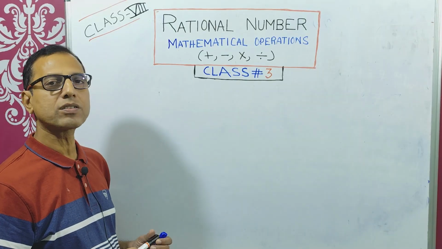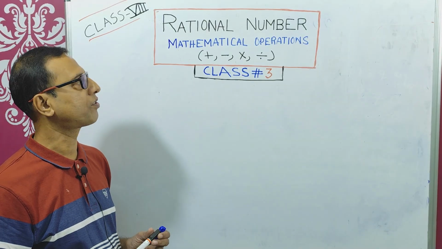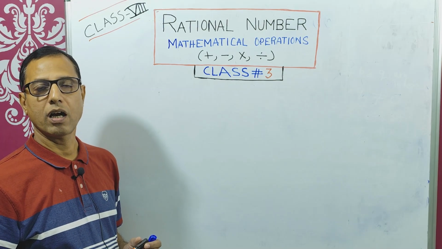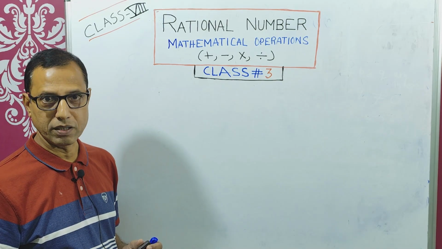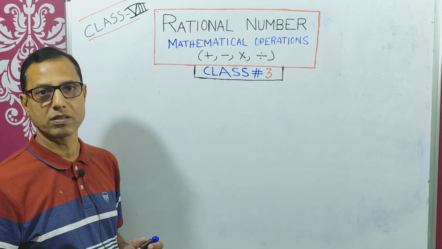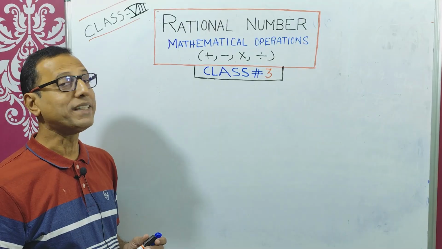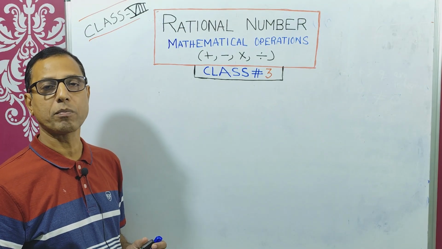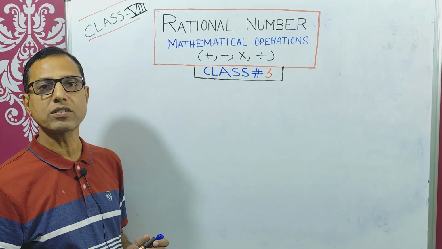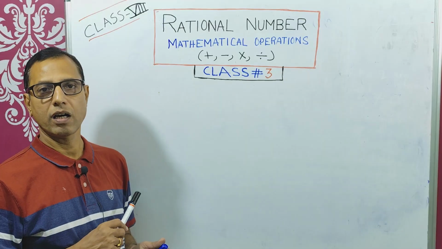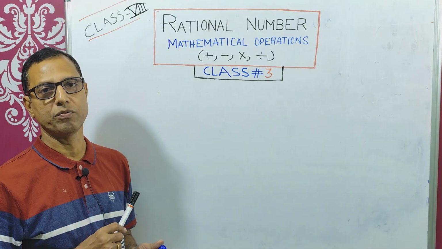And the first class I have taken on rational numbers was what is a rational number and a few of its properties. And the second class was comparison between rational numbers, how to do the comparison. So a detailed explanation with examples has been given in both of these videos. If you are interested to look into these videos, please go through the link which is given under the description section of this YouTube video.